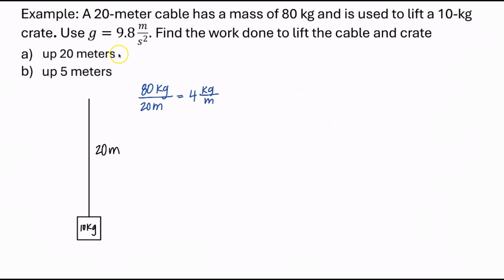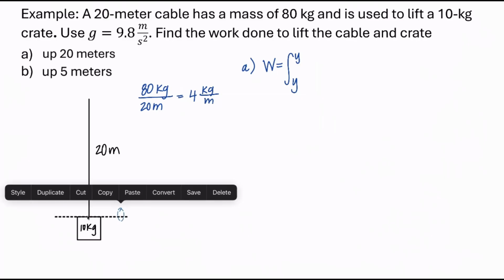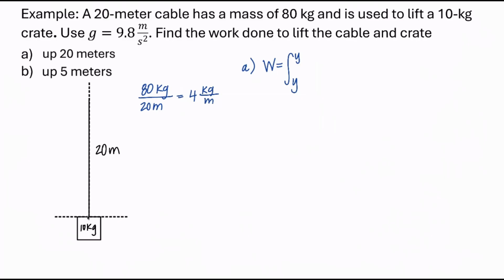So if we want to find the work done to lift the cable and crate up 20 meters, let's start by saying that the work is equal to the integral from y equals 0 to 20. We're going to put our horizontal axis right here at the bottom, and then our vertical axis right along the rope. So we are integrating from y equals 0 all the way to y equals 20. And then I don't want to forget to include gravity here in my force function. So I'm going to put 9.8. And then I'm going to put my mass that I'm going to need to figure out.